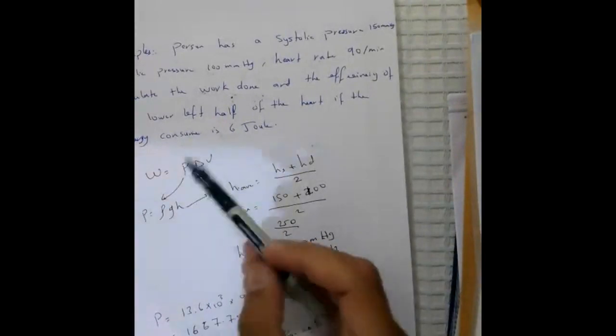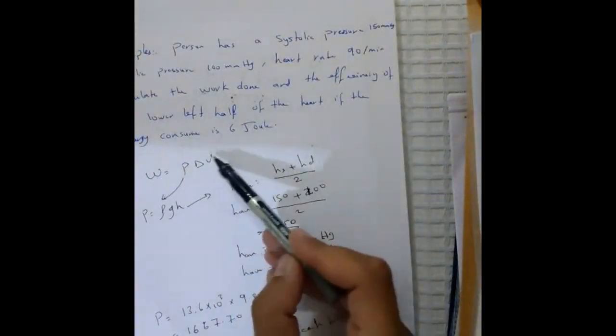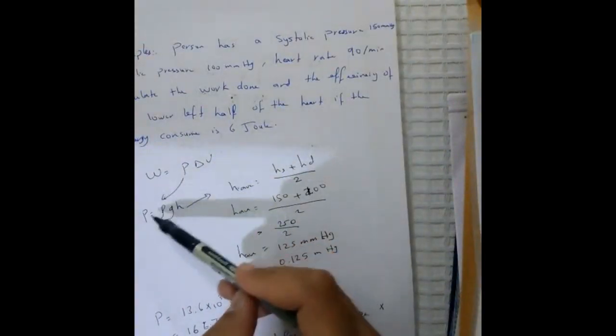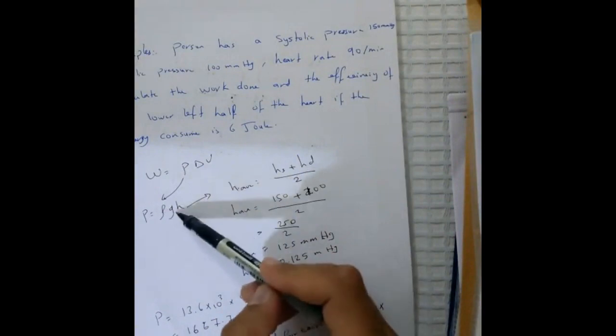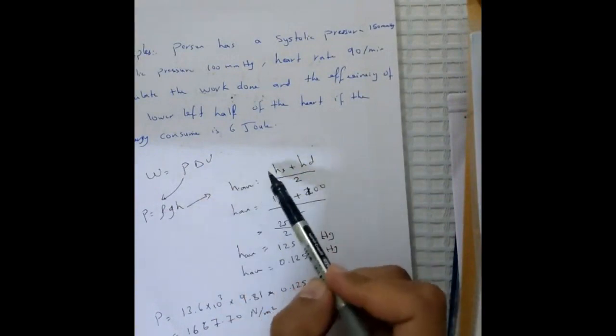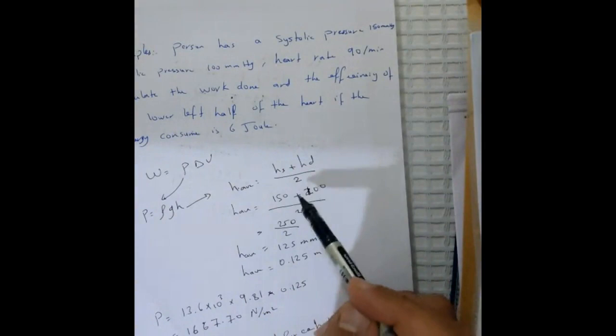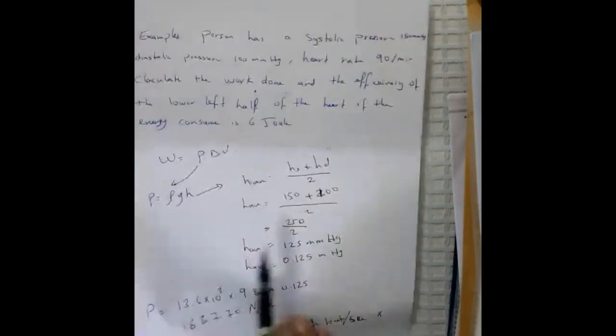Again, quickly, he wants the work done and the energy consumed. The work done is P delta V. P is rho g h. From P, I have rho, and I have g, and h is h average, coming from h systolic plus h diastolic over 2. Find the h average, apply P, then delta V. You will find the work and then you will find the efficiency.